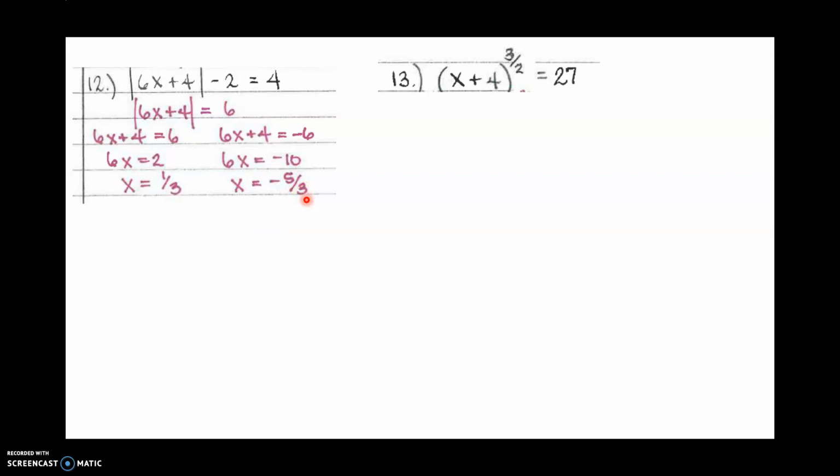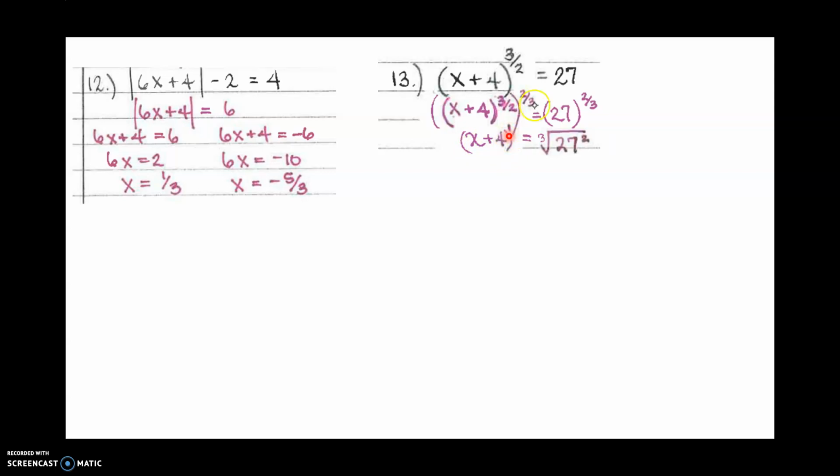All right, then for number 13, if we have x plus 4 raised to the 3/2, we can raise that to its reciprocal. So if I take 3/2 and I flip it to get its reciprocal 2/3, I'm going to take x plus 4 to the 3/2 and raise it to its reciprocal. The reason that we do that is when you have a power raised to a power, you multiply. So 3/2 times 2/3 is just going to give me 1. So that would be x plus 4 to the first. So that's the way that we can get rid of our exponent.